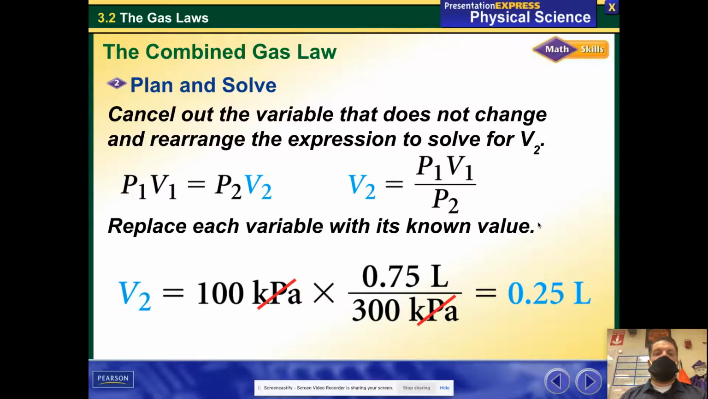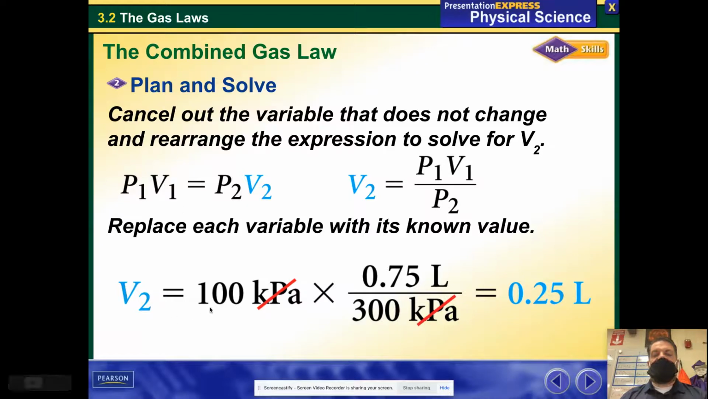Okay? So in other words, if I take this first equation and solve for V sub 2, the only thing I'm doing is algebraically dividing both sides by P sub 2. Right? So if I divide this side by P sub 2 and I divide this side by P sub 2, I get V sub 2 is equal to P sub 1 times V sub 1 over P sub 2. Sorry to get all mathy on you. But you guys remember how to solve equations, right? Yeah. So anyways, then I just plug in the numbers, right?